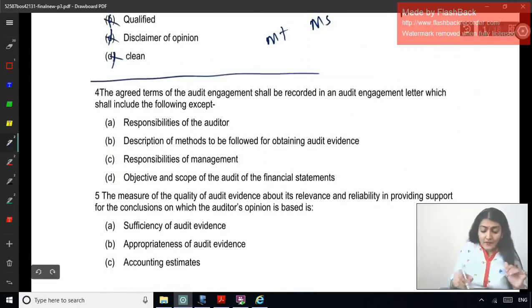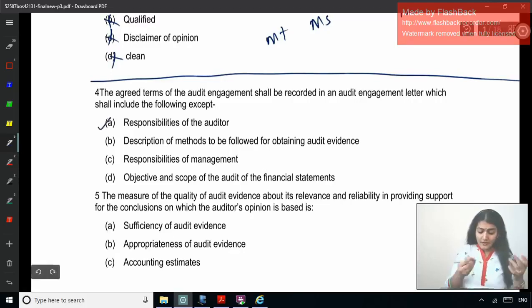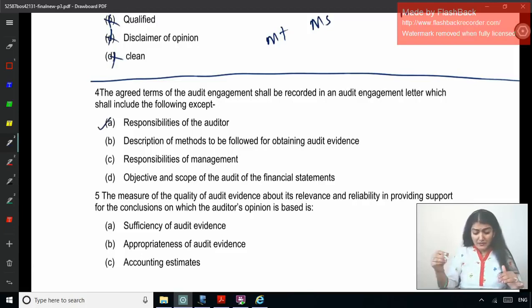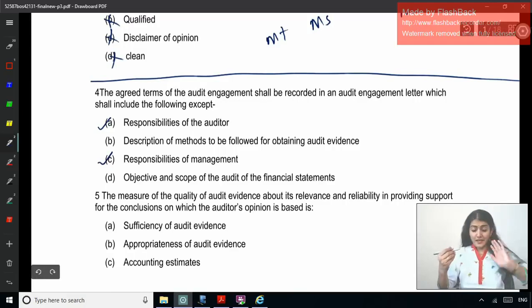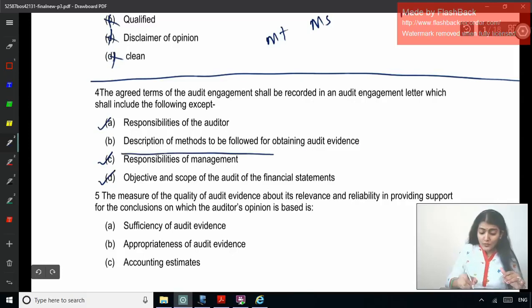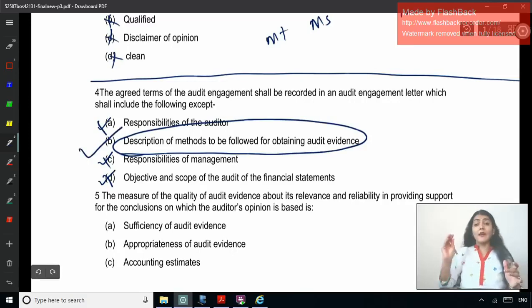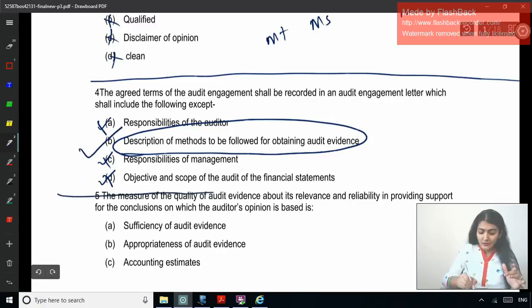Next one: the agreed terms of audit engagement shall be recorded in an audit engagement letter, SA 210, which shall include the following except. Contents of the audit engagement letter: responsibilities of the auditor, yes. Description of the methods to be followed for obtaining audit evidence, doesn't seem to be right. Responsibilities of the management, yes, we do mention it in the engagement letter. Objective and scope of the audit of financial statements, yes. So what we don't write in the engagement letter is the description of the methods to be followed in obtaining the audit evidence. So which is the correct answer over here? B.